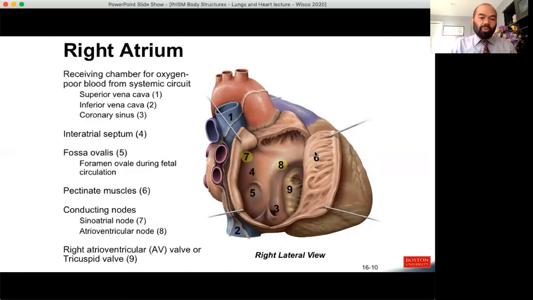The atrium wall, as you can see, has a smooth part and a rough part. The rough part is called the pectinate muscles, labeled 6. The smooth-walled part doesn't really have a name other than the smooth-walled part.